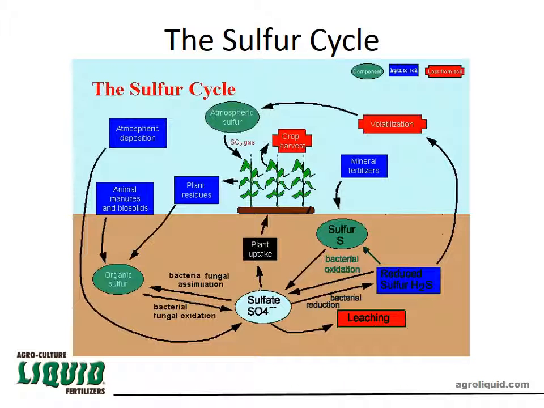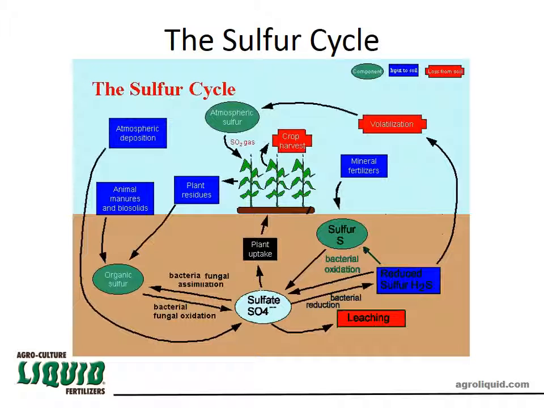This illustration here is of the sulfur cycle. Your natural components of sulfur, as you can see here, are illustrated in the green circles, and then inputs to soil are represented by the blue squares, and then loss avenues are represented by the red boxes. As you can see here, it's a fairly complex cycle with a lot of your losses coming through crop harvest, volatilization, and leaching, much like nitrogen.